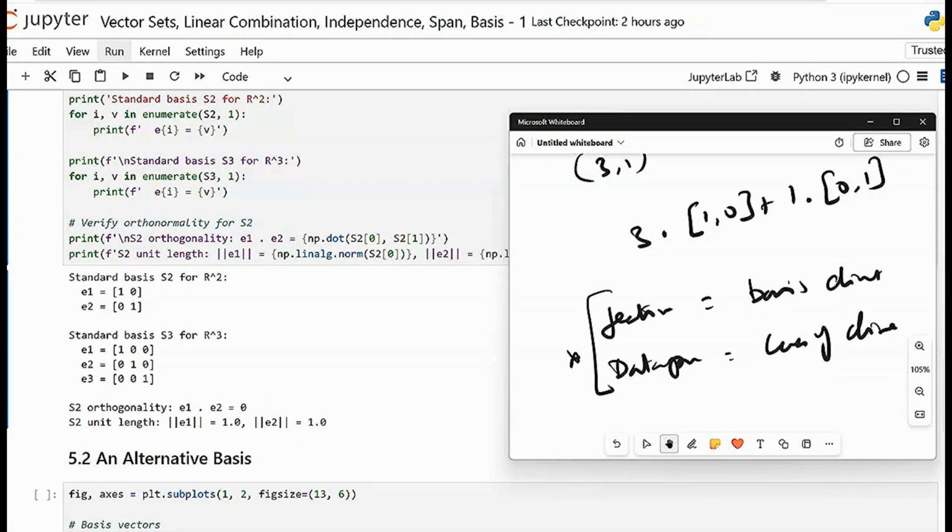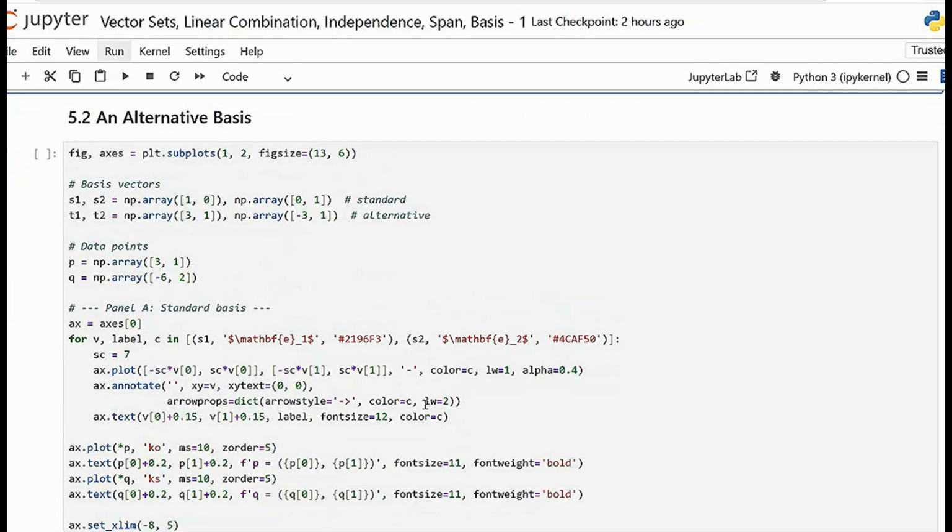Even the standard basis is so natural that we rarely think of coordinates as linear combinations. But every coordinate is strictly a weighted sum of basis vectors. So this perspective becomes critical when we switch to a different basis. Now let me discuss how this happens. We are going to have an alternative basis, that is, the same space but different coordinates. Let me see it with an example.